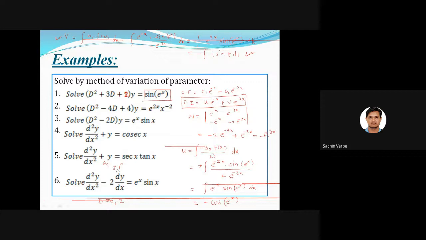Now you can ask your doubts, if any, in case of the variation of parameter method. You can ask your doubts.